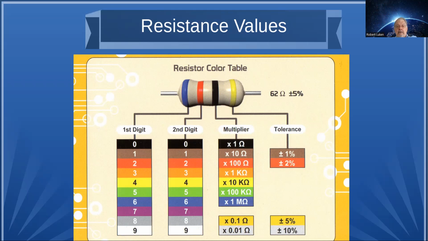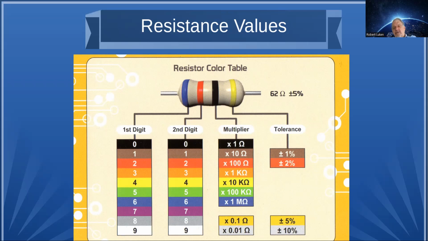So the way you would read those is the first 2 stripes is your numerical value. The third stripe will be a multiplier. So they're showing what? Blue and red. So that's going to be 6, 2. The multiplier is black. So that means it's times 1. So that would be a 62 ohm resistor.